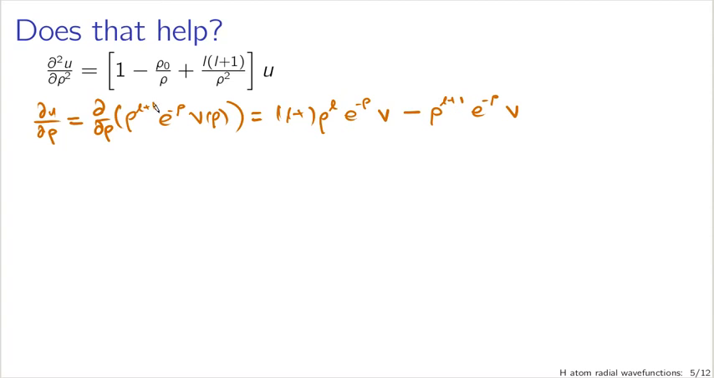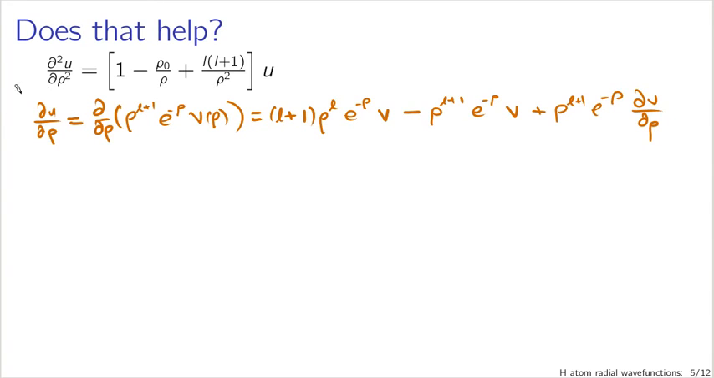Finally, I can let this derivative act on the v, which will leave the rho to the L plus 1 and the e to the minus rho untouched. And what it's going to give me for v is just the first derivative of v with respect to rho. Since I don't know anything about v, I can't simplify that. But that's all right. That's what we're going to have for the first derivative. For the second derivative, you can repeat the procedure. Sorry for the messy notation. This is L plus 1 here.